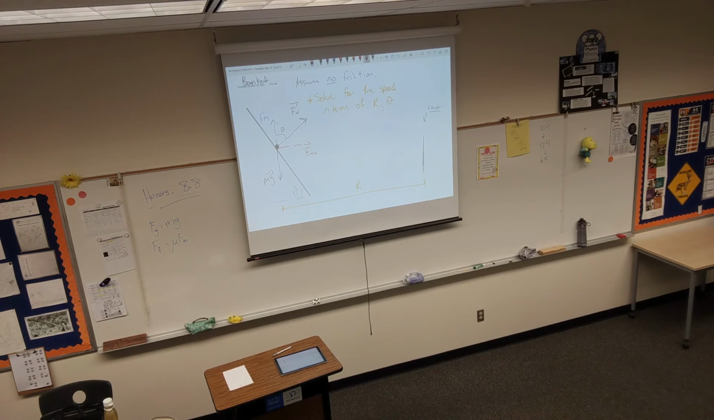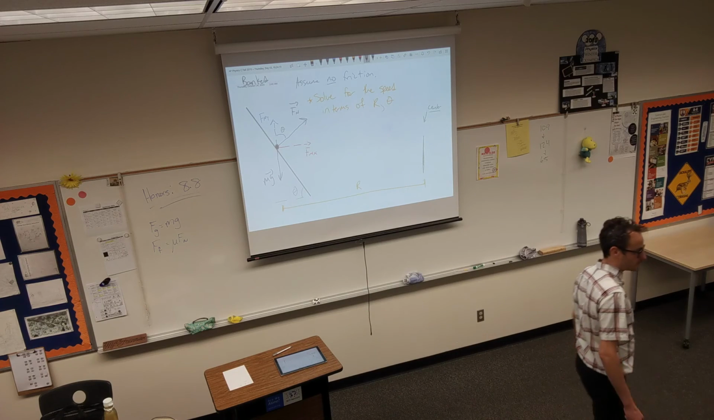Yeah, but this is v squared over r. Wait, whoa. That's the acceleration, but it'd be the acceleration only in the x direction. There is no acceleration in the y direction. Oh wait, that makes sense.